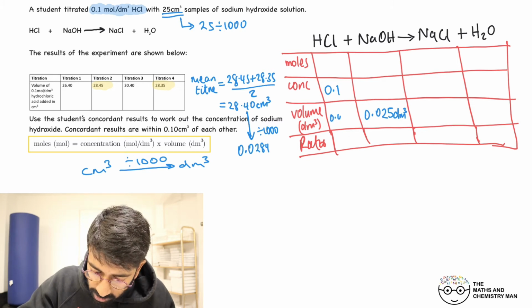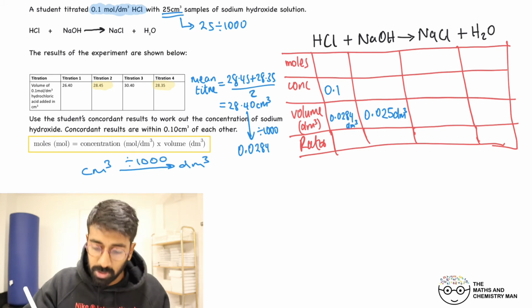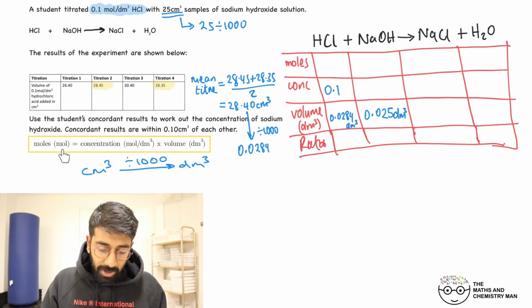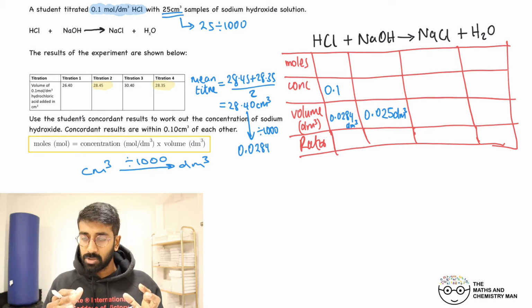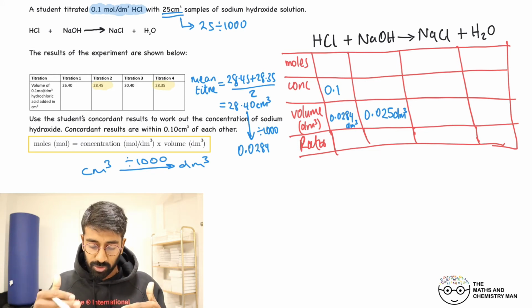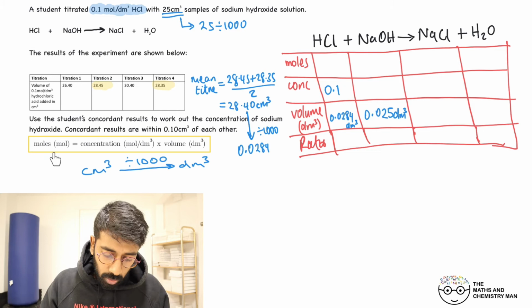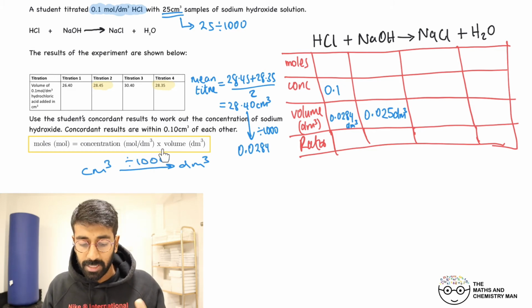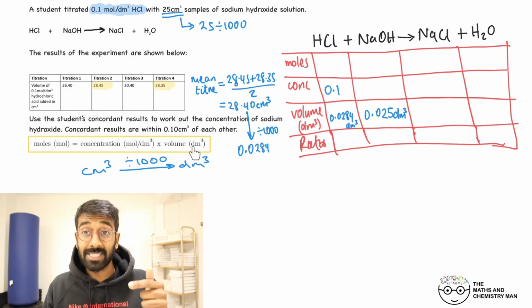0.0284. And remember, that is in dm cubed. Okay, perfect. Got it. Now then, great formula over here, because that helps you to work out all of these problems with concentration and volume. So to work out moles, what you do is you take your concentration, which is a mole per dm cubed, and you multiply it by your volume, which is in dm cubed.